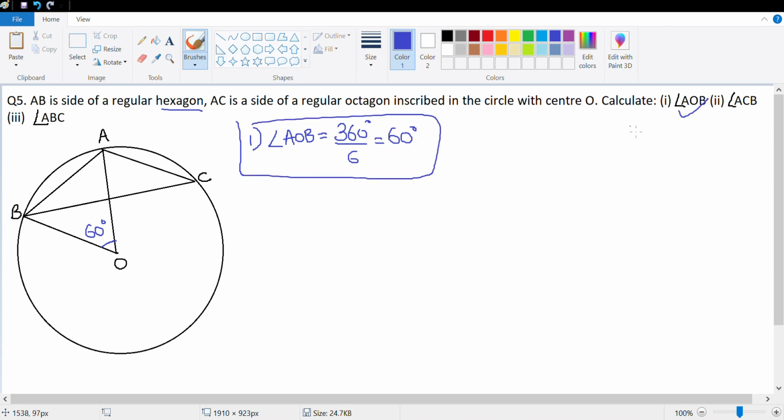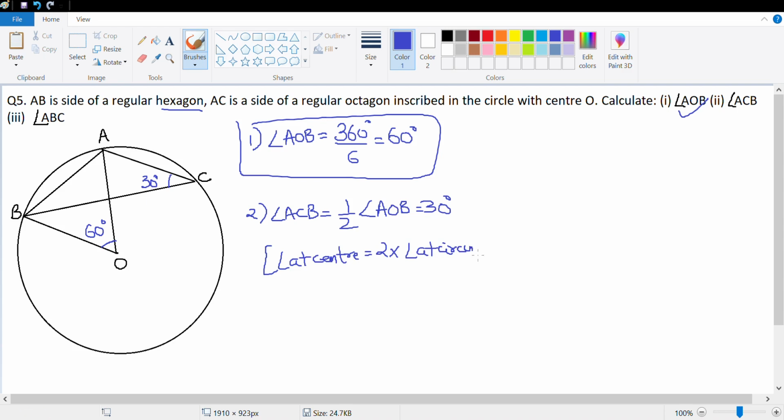Next, angle ACB. So angle ACB would be half of angle AOB. This is the angle subtended at the center, so the angle subtended at the circumference would be half of it. So point 2, angle ACB is equal to half of angle AOB. So this would be equal to 30 degree. Reason, angle at center is equal to 2 times angle at circumference. So the second part of the question is also done.